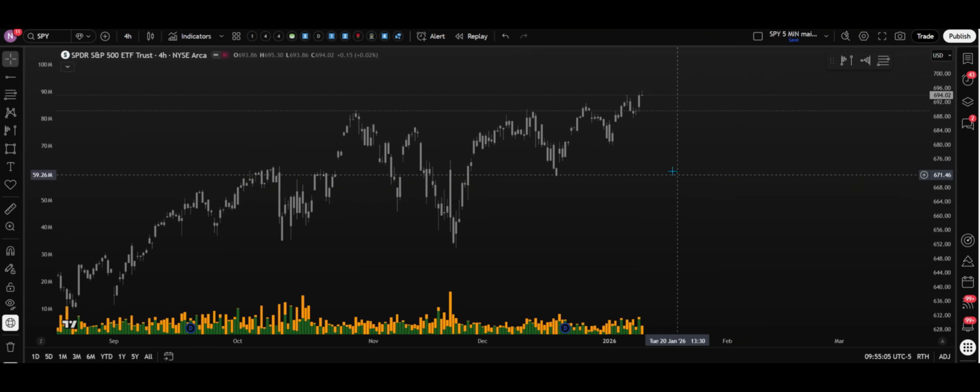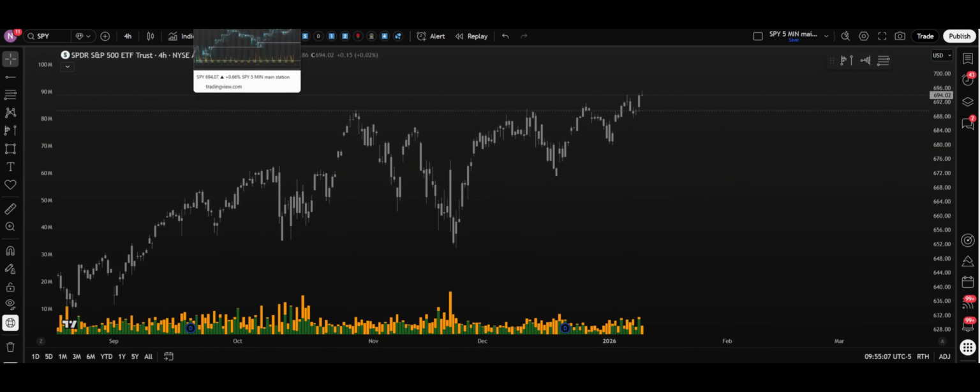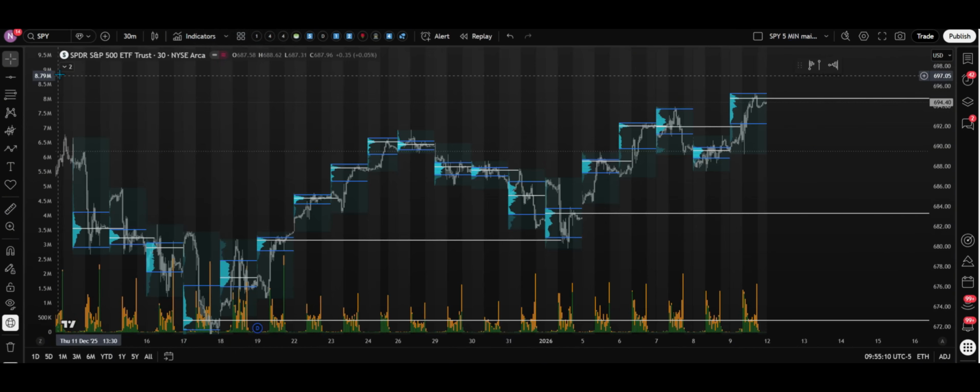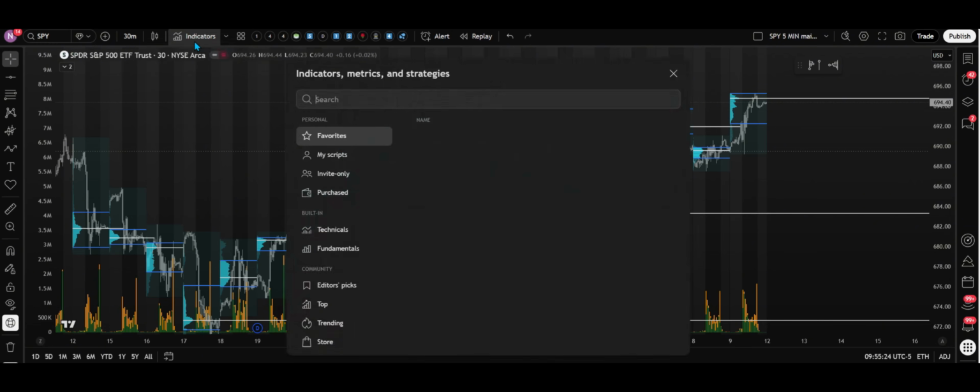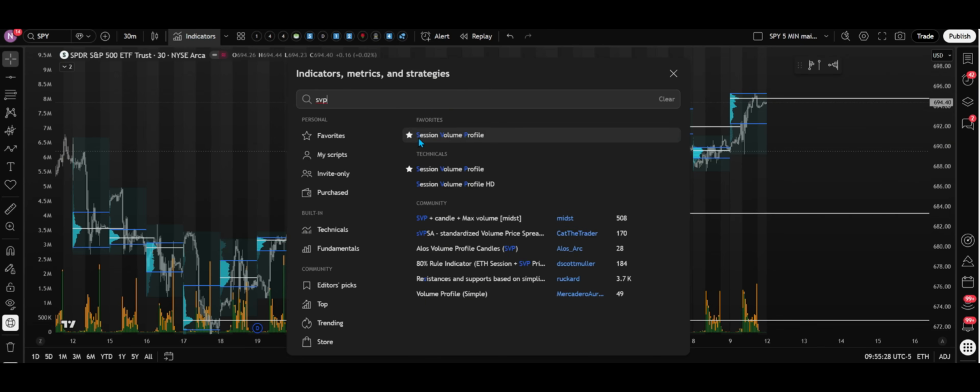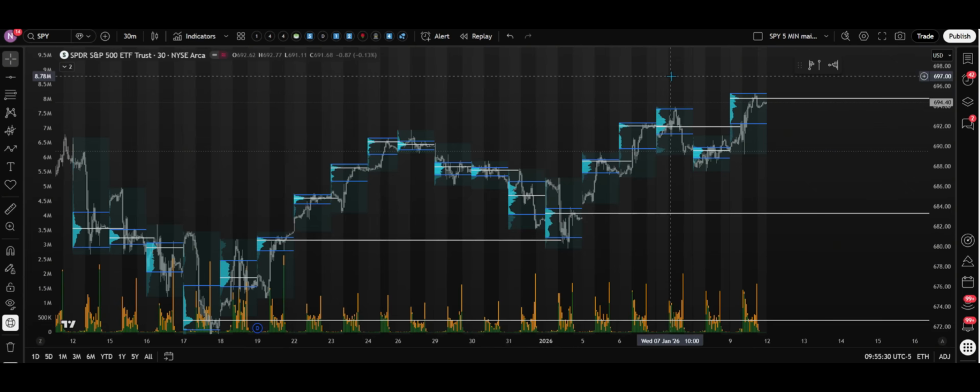Now, the real meat and potatoes of this video is actually going to be on a 30-minute chart. The next type of volume profile that I want to go over, and in my opinion, this is probably the most important to day traders, is something I have not covered before: the session volume profile. You can just type SVP, session volume profile. Click on that, and something like this should pop up on your chart.